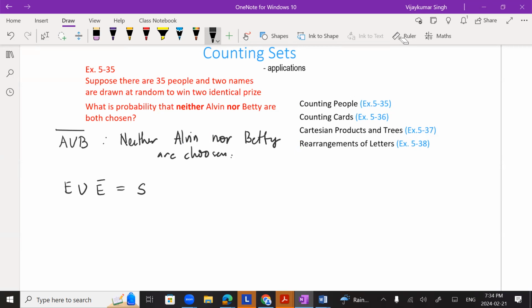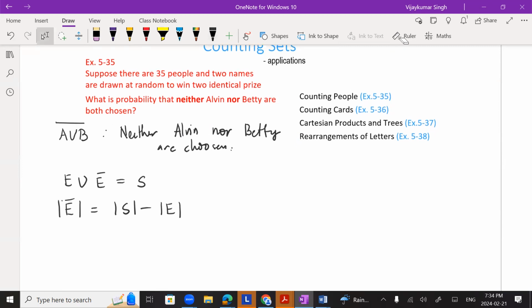Is that okay? Also, another thing is that the size of E complement is going to be the total size of the sample space minus the size of E. The size of the complement is what? You remove the possibilities for E, and whatever you get is the size of the whole thing. Is that okay? There's an analytic way to prove this, but it's not very illuminating. But if you want, we can analytically prove it. Let's just try to see.